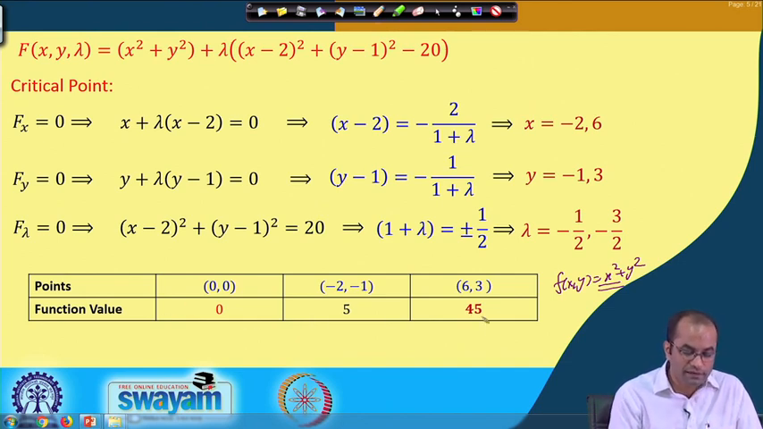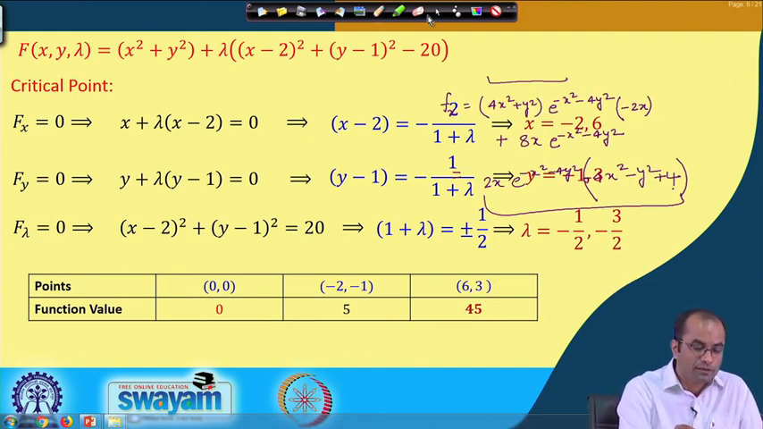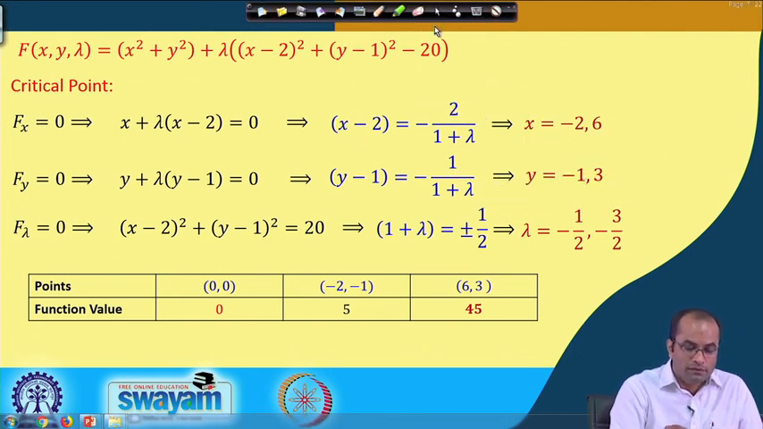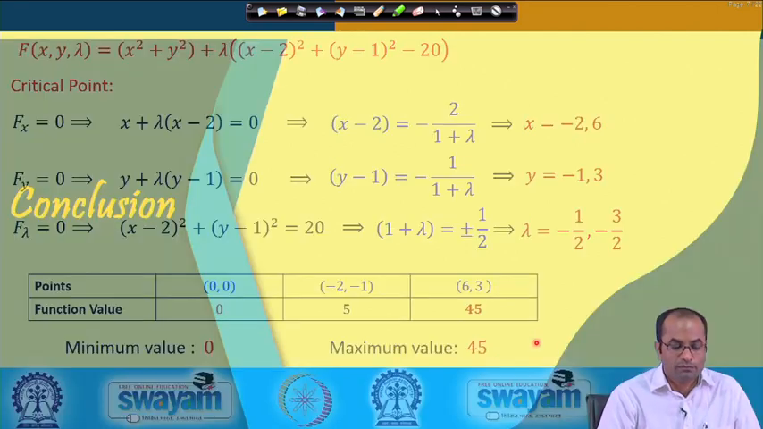So, we have these function values, and we realize now here this is the minimum value the function takes, which is naturally true, and directly we can get from the function itself. The function is x square plus y square. So, the minimum value will be 0, because it has to be greater than or equal to 0. So, the minimum at 0 0 will be 0, and the maximum value is attained at the point 6 3, and the value of the function is 45. So, we have the minimum value 0 and the maximum value of this problem is 45.